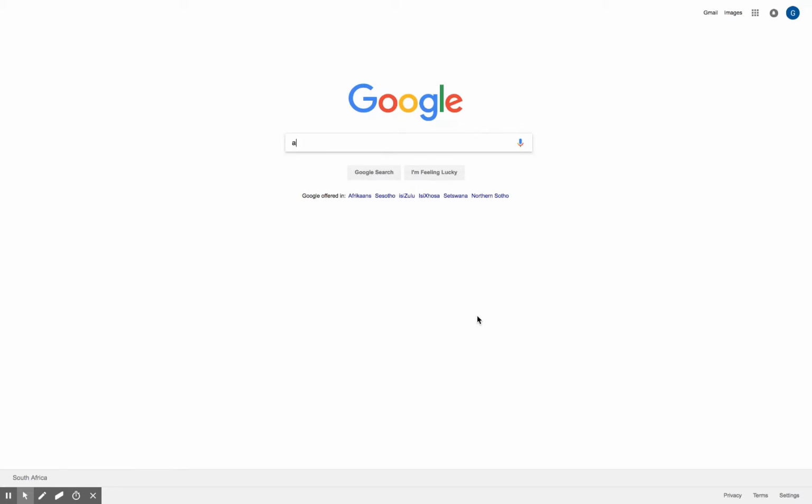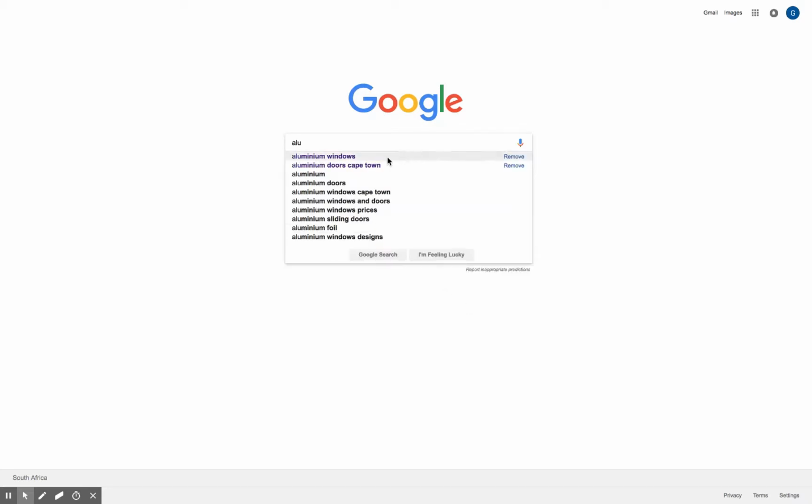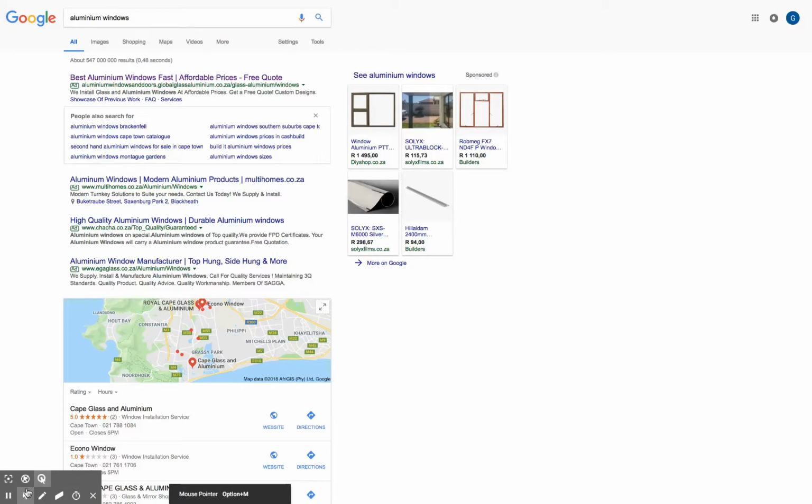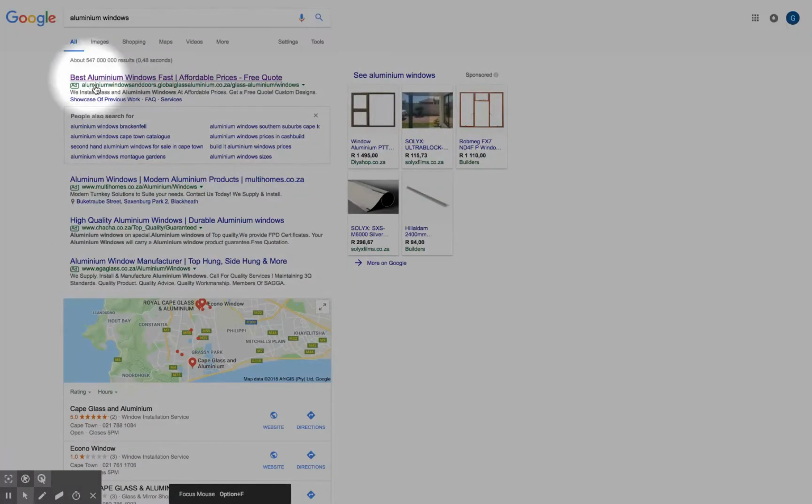They are a medium-sized, very successful aluminium window and door company. So let's start with the keyword we use for them: aluminium windows. So there we go. And as you can see, this client is actually at the top here. There's their ad right at the top. You can see the competitors are below.